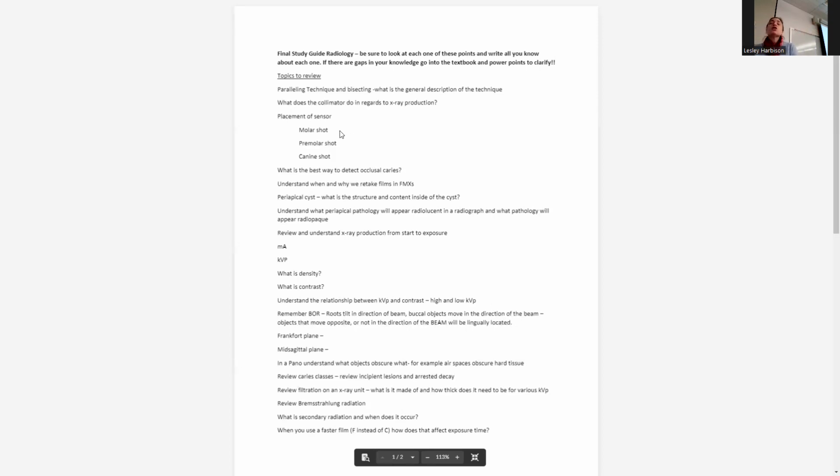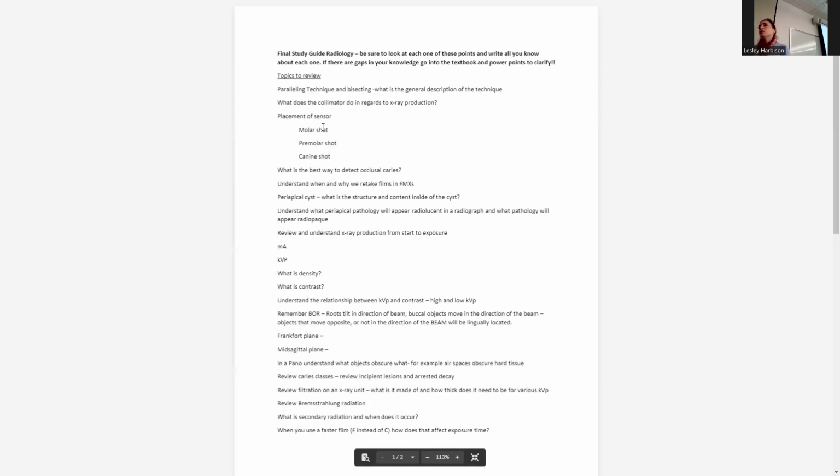Placement of sensors. You just really want to know what you're going for, like literally the teeth that should be in the shot. So, what teeth should be in a molar shot, which teeth should be in a premolar shot, and then what's your criteria? And at this point, you guys should be fairly comfortable with that. What's the main thing you're going for with a molar shot? Centering your second molar. You would like to see the third molar space, and if you center the second molar, that should happen. So that's a big thing.